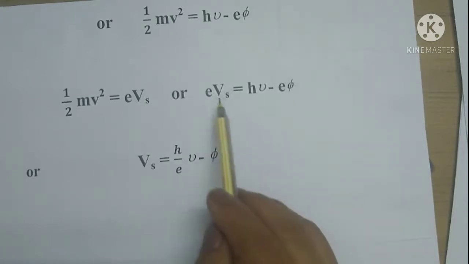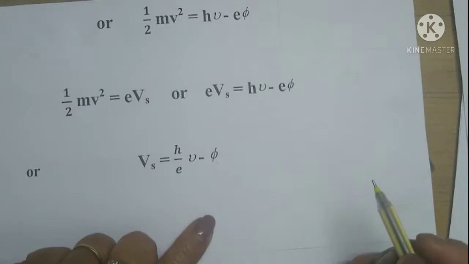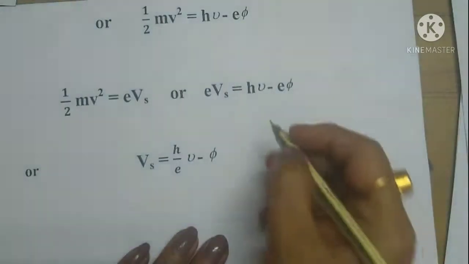So here I can write, substituting for half mv square, that gives me eVs is equal to h nu minus e phi, or it can be rewritten as Vs, that is stopping potential, is equal to h upon e nu minus phi. So this is a straight line equation.